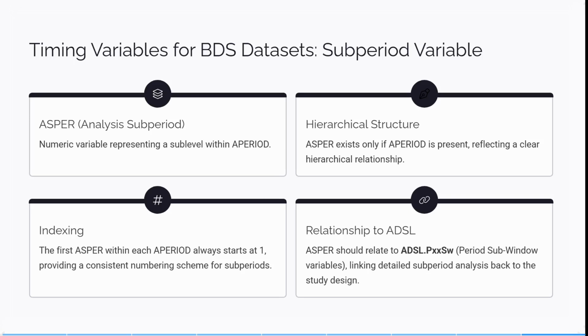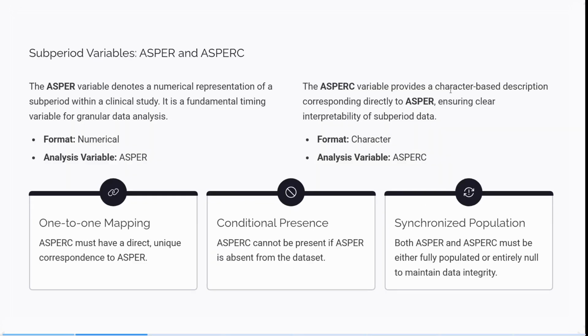Then indexing: with each APERIOD, ASPER always starts at 1, providing a consistent numbering scheme for subperiods. As for the relationship to ADSL, it should relate to the ADSL period sub window variable, linking the detailed subperiod analysis back to the study design. Okay.